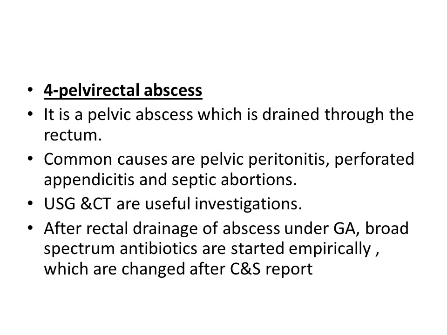Pelvirectal abscess. Actually, it is a pelvic abscess which is drained through the rectum. Common causes are pelvic peritonitis, perforated appendicitis, or septic abortions. Ultrasonography and CT are useful investigations to diagnose. The pus is drained per rectum. After rectal drainage of the abscess under GA, broad spectrum antibiotics are started empirically, which are changed when the culture and sensitivity report comes.